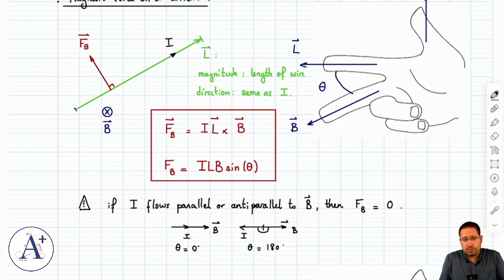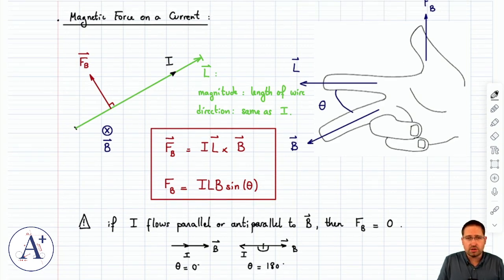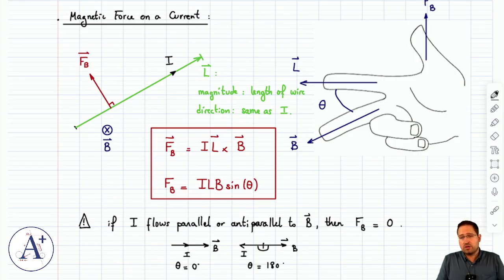And one way or the other, if you plug theta equals 0 into sine, you get 0. If you plug theta equals 180 into sine, you get 0 too. So even though there will be current and charge will be moving, you can still get no magnetic force if that current flows along B or exactly against B. Okay.